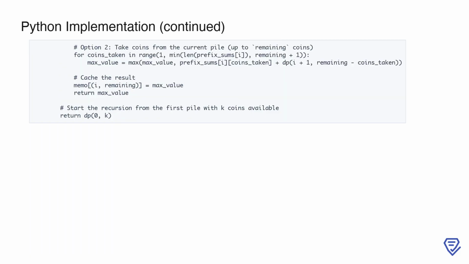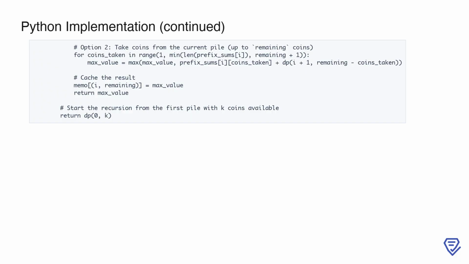Another choice in the DP function is to take coins from the current pile. Here, we iterate through the possible numbers of coins we can take from the current pile, ranging from 1 to the minimum of the pile size or the remaining coins. For each number of coins taken, we calculate the total value by adding the corresponding prefix sum from the current pile to the result of a recursive call to DP with the next pile and the updated remaining count.